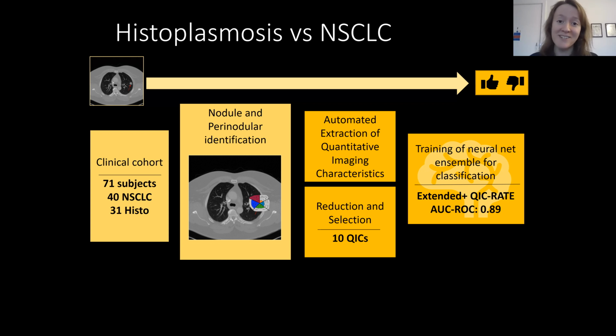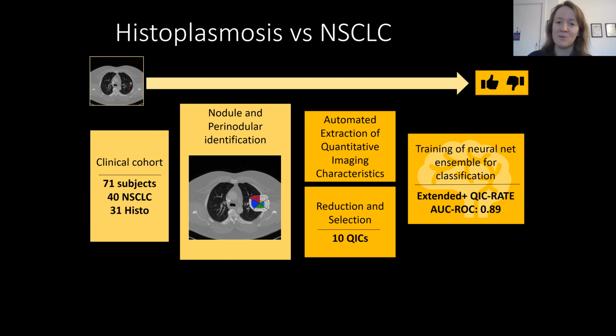So in order to do this, we looked at a small clinical cohort of 71 subjects that were matched based on their age, their sex, their smoking history, and their lung function characteristics. Again, we use the same sort of point and click graph cuts approach for nodule and perinodular identification, the special clustering form of graph cuts to provide that segmentation.